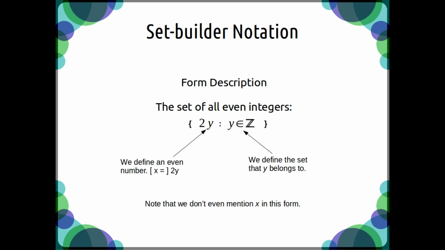With the form description, rather than saying we have some element x and describing the properties of x, we're going to say that any element of the set is of the form 2 times y, the definition of an even integer, and that means we also have to define the set that y belongs to, and y is an integer, it belongs to the set of integers. So this one is a more concise reading, where you have the equation on the left side and you define the set on the right side.